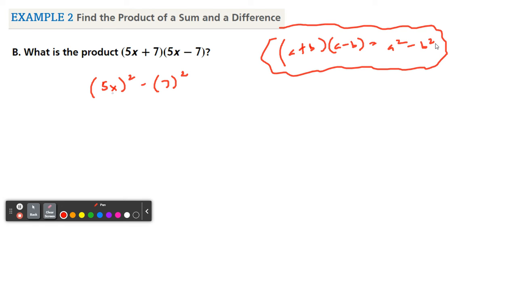So when you square the 5x, you have to square the 5 and the x. This is 25x squared. When you square the 7, it's going to be 49, and there's a minus sign there. And that is your difference of two squares.